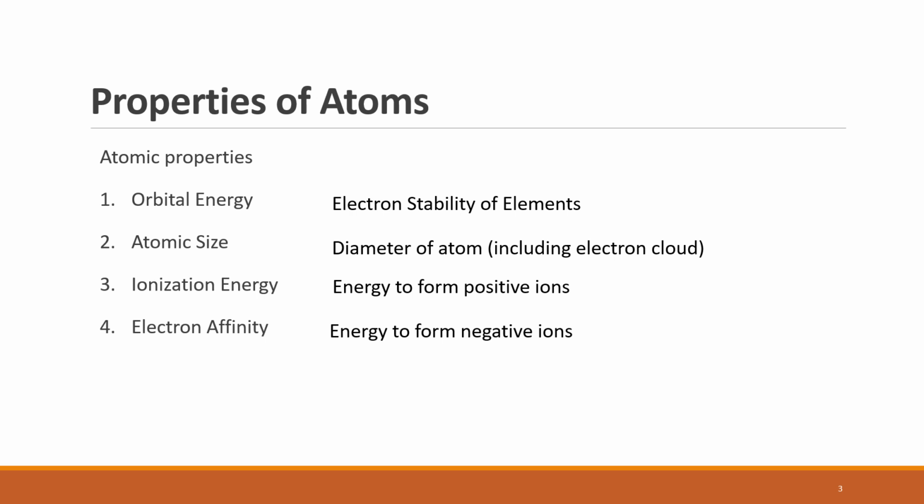Electron affinity then is going to be the opposite, the energy needed to form negative ions, so anions. So when we form a negative ion, what are we doing? We're adding an electron to the atom. So remember, we can't change the number of protons, so it's only electrons we can change to affect the charge. So electron affinity is the energy needed to add an electron to an atom.